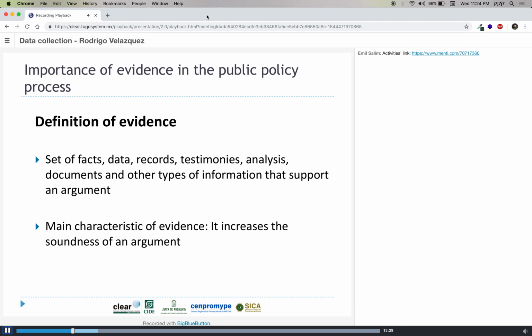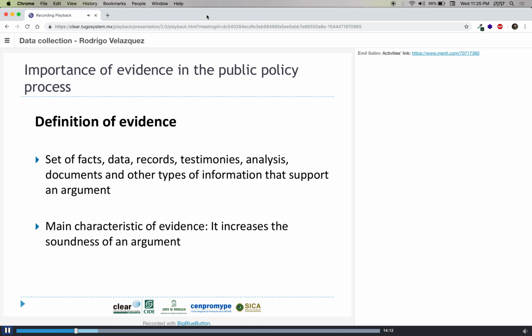So this definition says that it is a set of facts, data, records, testimonies, analysis, documents, and other types of information that support an argument. So as you can see, everything that you answered in the previous exercise, it is very related to this. So we can say that evidence is a set of information that supports an argument. And this type of evidence can be diverse.